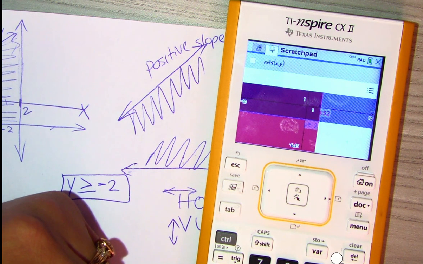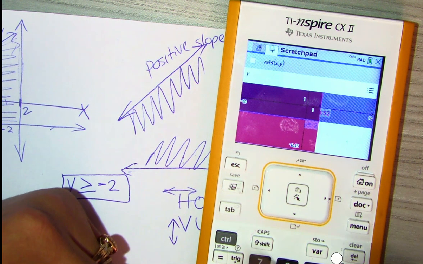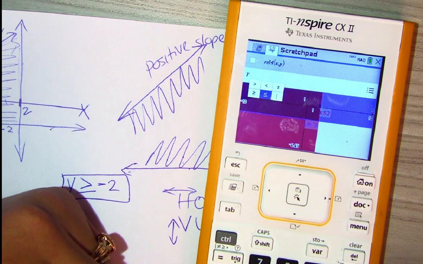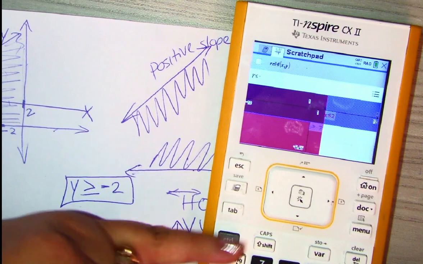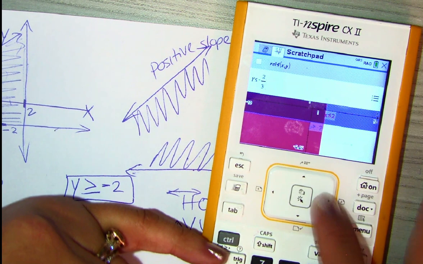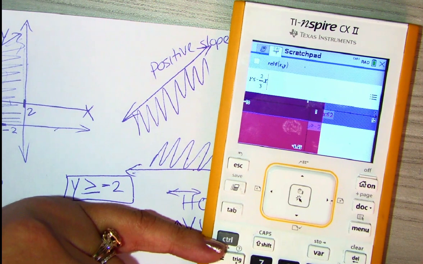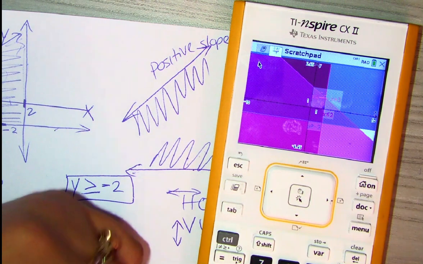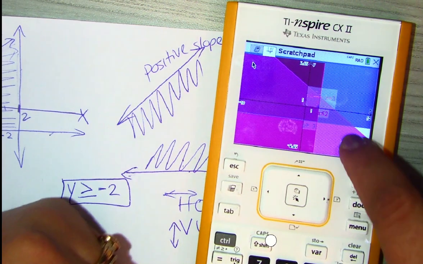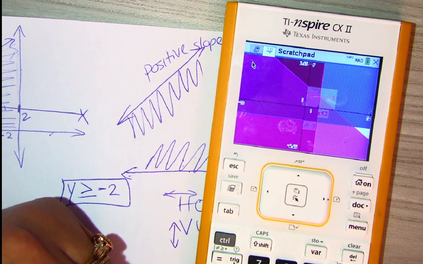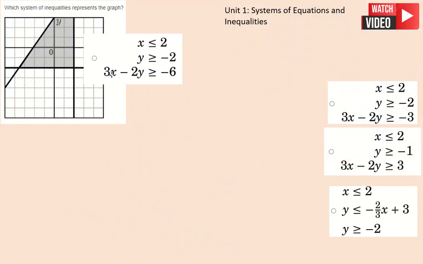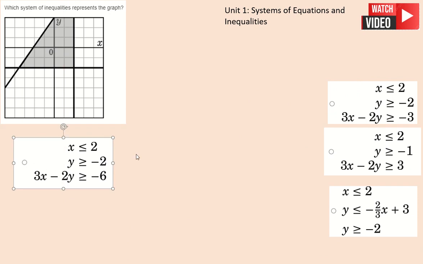So that one is going to be y less than negative 2/3 x plus 3. So definitely is not the answer, because this one went down. So that's a negative slope. And obviously what we have in our sketch is a positive slope. So the answer for this is the one shown right here below.